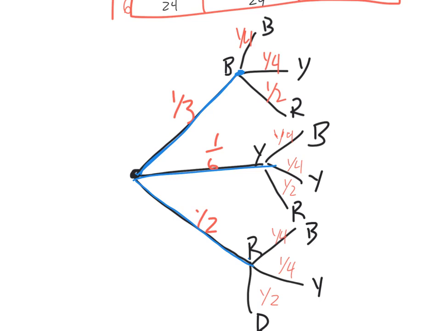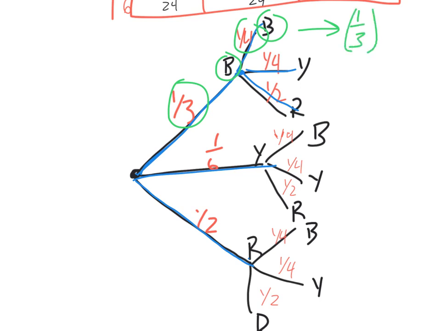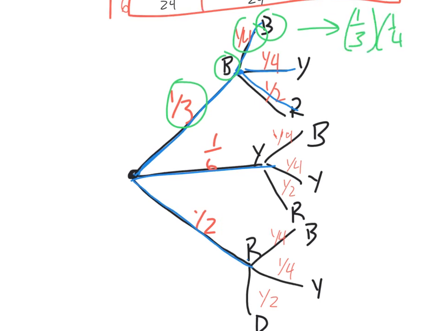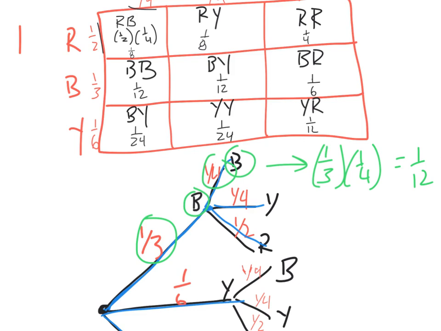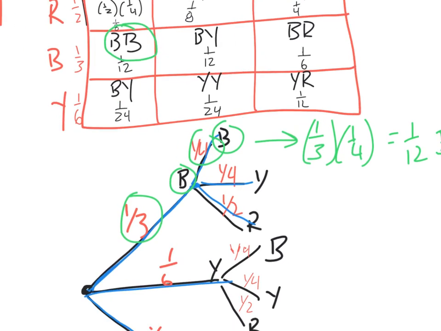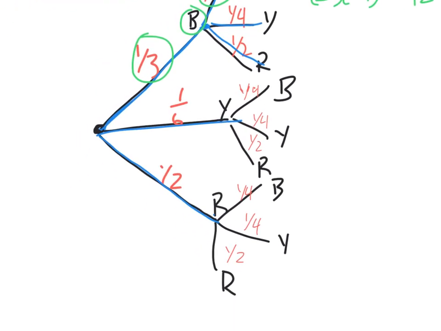From that outcome, I could get 3 different outcomes on the yellow probability, hence the 3 separate branches and their associated probabilities. So if I got a blue and then a blue, the probability of getting that is found by taking this probability and this probability, which would be 1/3 times 1/4, which is equal to 1/12. And so that probability of blue-blue is 1/12. That should match what we have in the table, which indeed it is. It's 1/12. And you could follow that same reasoning.